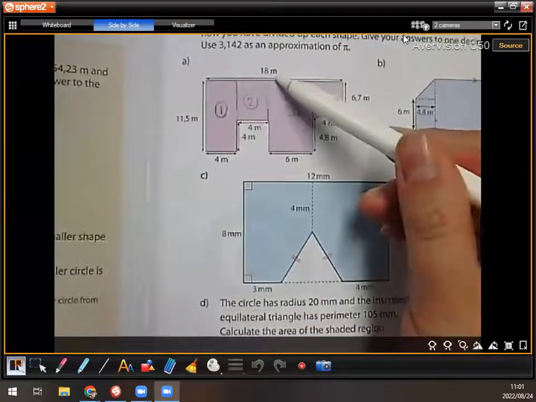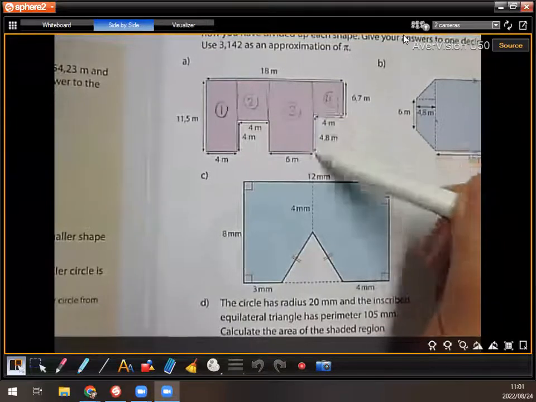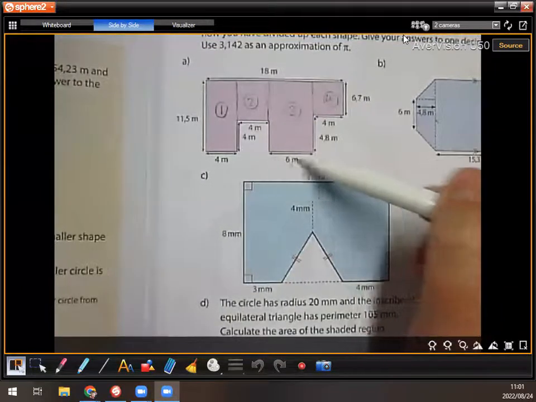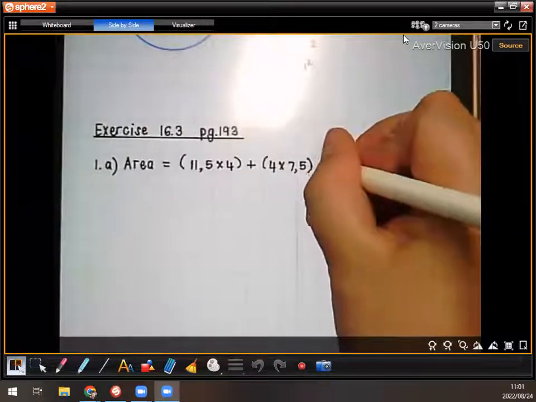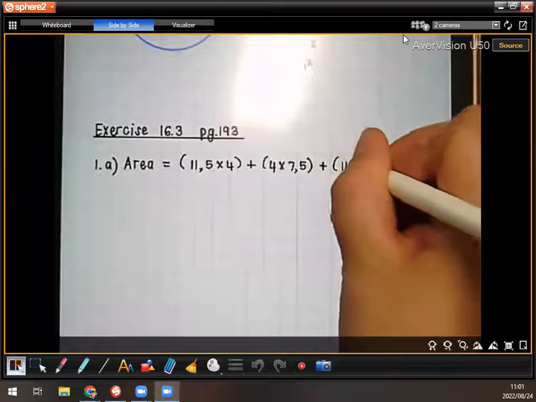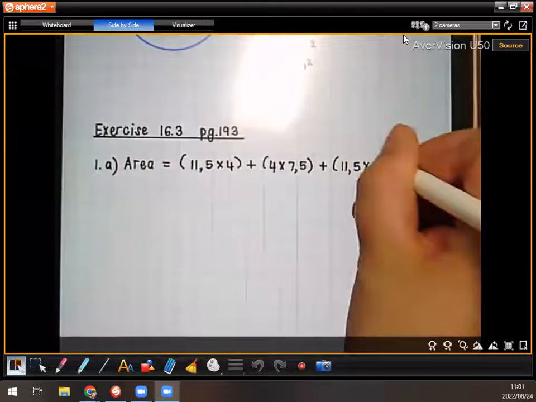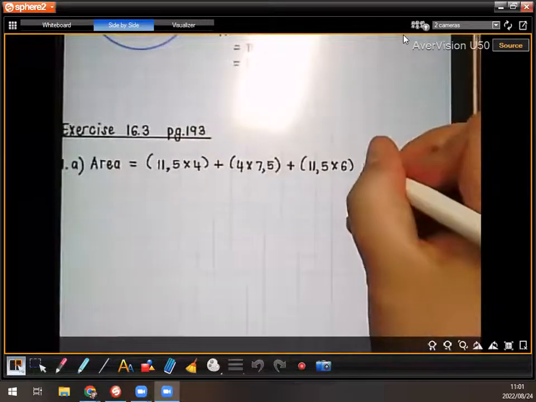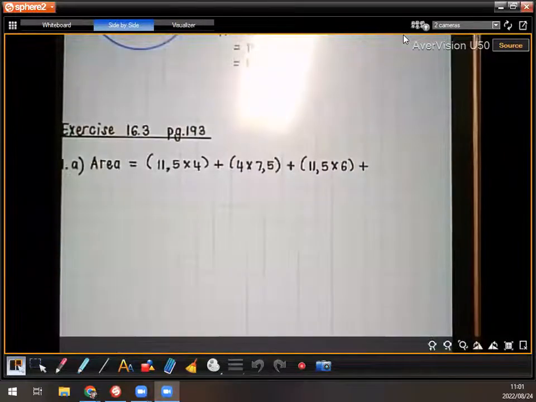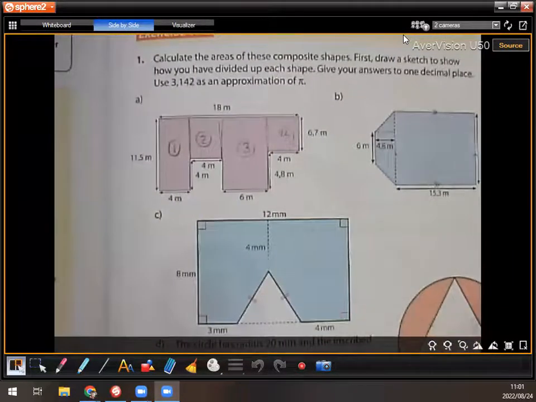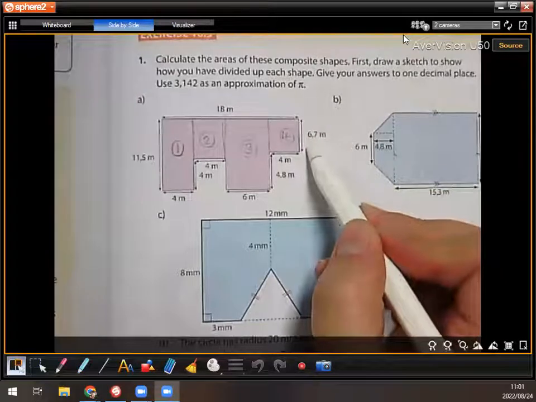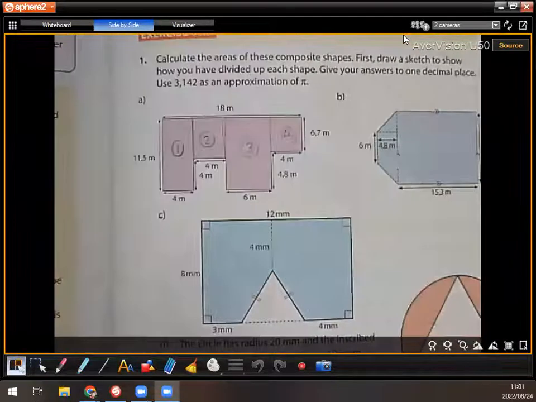Third one, this length again is 11.5. And this length they've given us, how nice, 6. All right, so that's the third one. Plus 11.5 times 6. Plus the last one, those dimensions were also given, 4 times 6.7. Right?